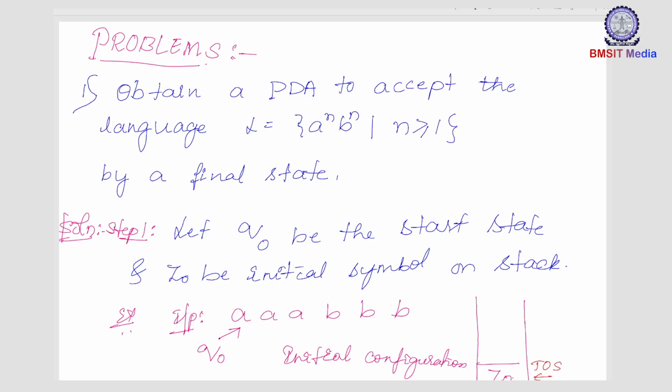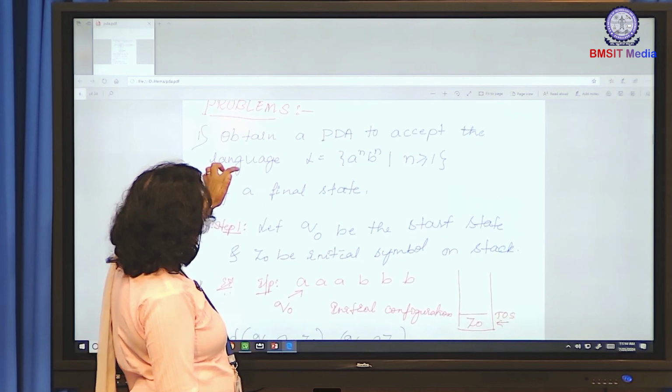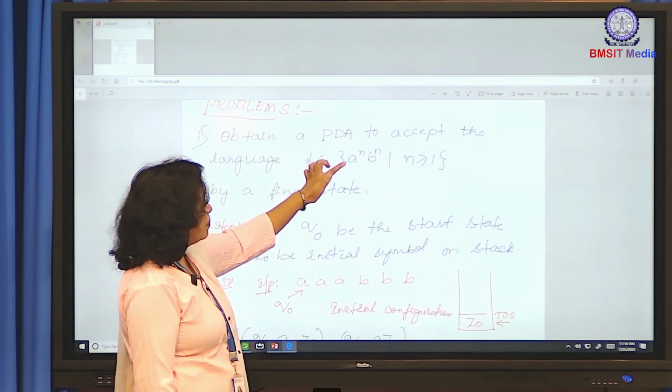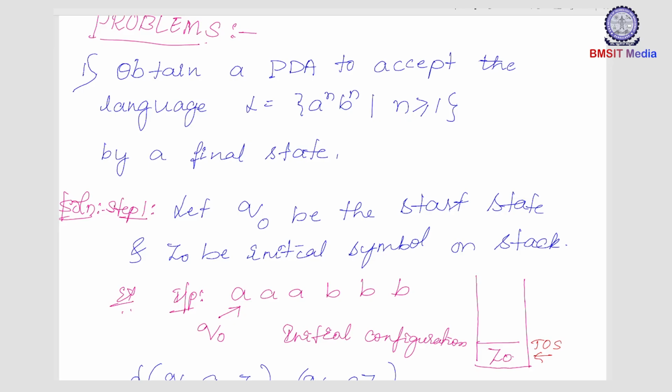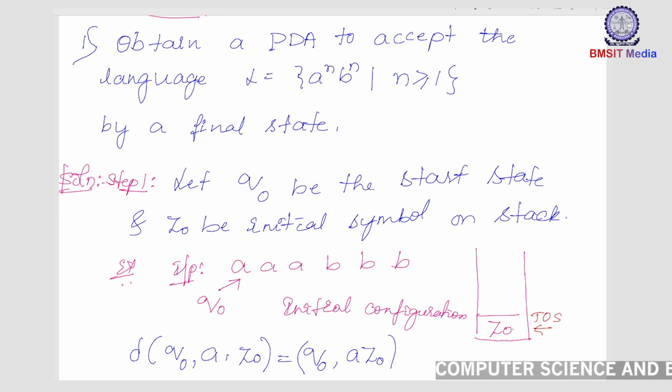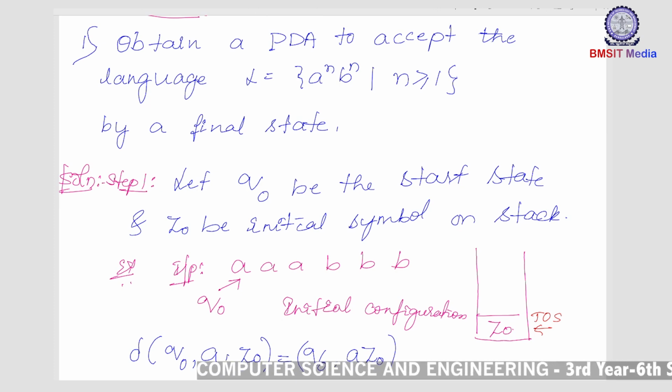Obtain a PDA to accept the language L equals a raised to n, b raised to n for all n greater than or equal to 1 by a final state. So the question says we will have to accept this by a final state. What does it mean? It is n number of A's followed by n number of B's. So for this what we do is we read all the A's, push them onto the stack.